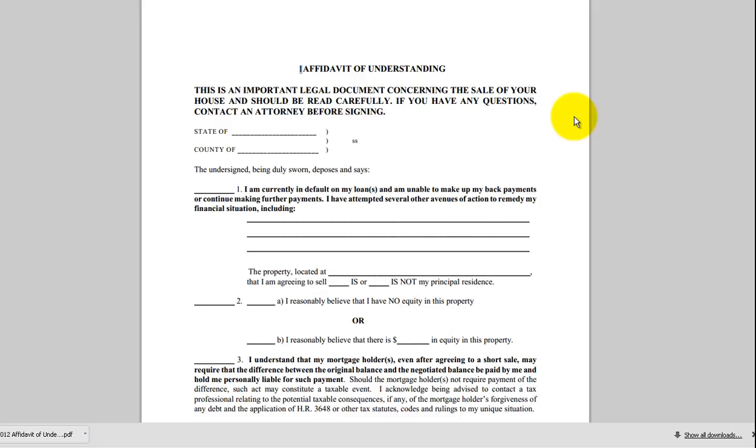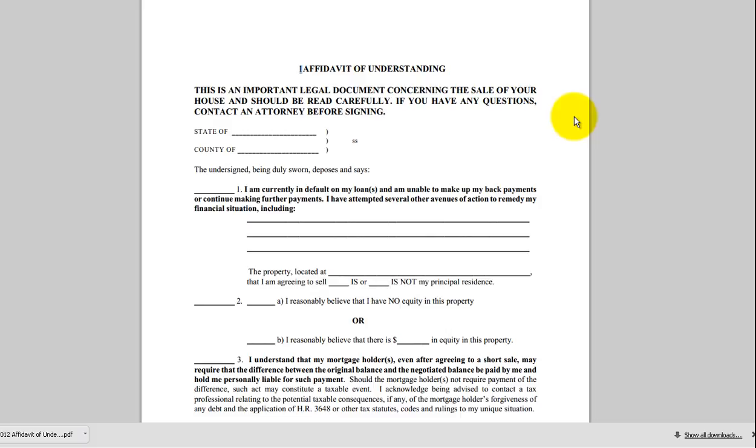In this document, we're going to have the state and the county that the property is located in. The seller is going to initial that they're currently in default and that they don't have sufficient money to make either their back payments or keep their loan current. They may include a statement about what they tried in the past, such as a loan modification.